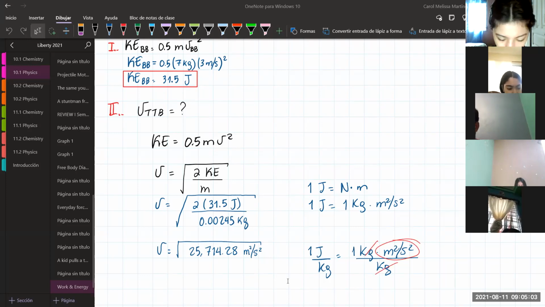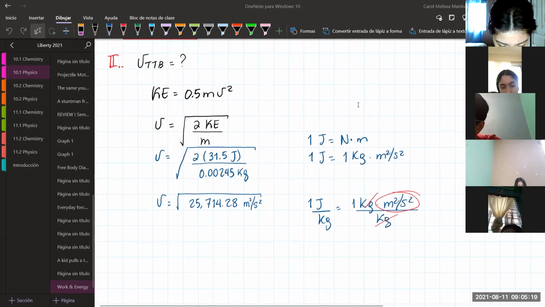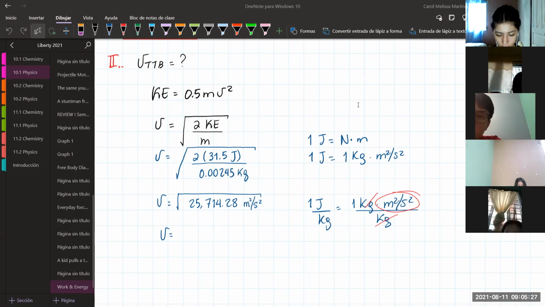Take a look, the units don't appear just because, okay, they have a reason to be there. Now get the square root of this answer and tell me the result. 160.35 meters squared. Okay. You have this value times the square root of meter squared over second squared.